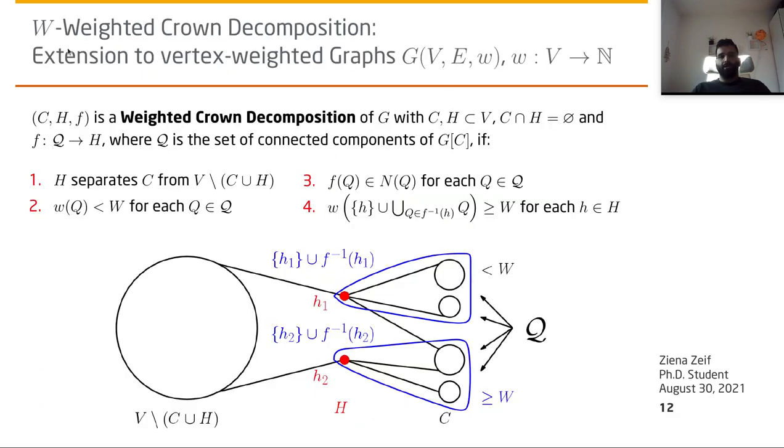The weighted expansion, also called W-weighted crown decomposition, can be extended to vertex-weighted graphs. Here you need to know that we define the weight of a subgraph as the sum of its vertex weights. We say CHF is a weighted crown decomposition, where C is the crown and H is the head, if the head separates the crown from the rest of the graph, where the rest of the graph is our body. We want each connected component of the crown to weigh less than W. Moreover, if we map a crown component to a head, then we want this crown component to also be connected to this head vertex. This property ensures that through the head vertex with its inverse function we obtain connected subgraphs. Finally, we want the subgraph, which is defined through the head vertex and its inverse function, to weigh at least W.